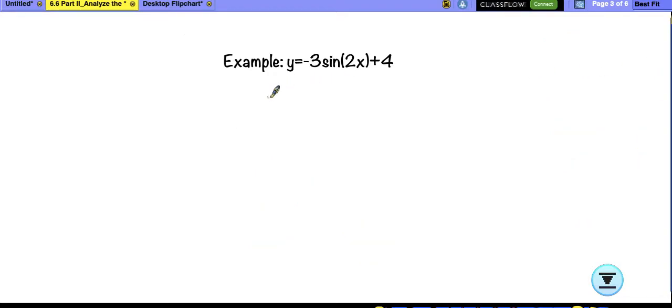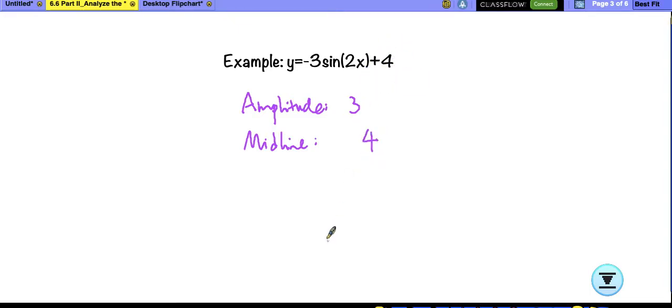Without graphing, let's figure out the key features of this graph. First, amplitude. We talk about how high and how low the wave goes. It's the number in front, but remember the amplitude is always positive, so we only choose the positive part, which is 3. And also the midline, which controls how the wave goes up and down around the middle position, is determined by 4.